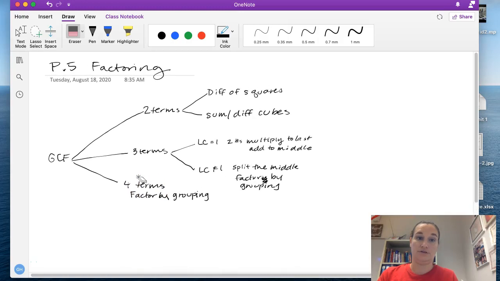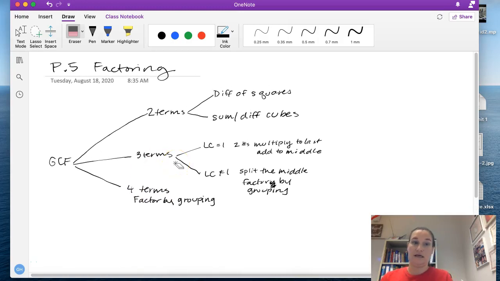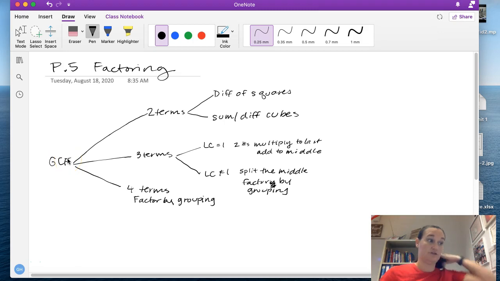Okay, so factoring is what we're talking about today. With factoring, this is kind of a flow chart to help you with this. So you start with the GCF. It's the largest number that divides into every term evenly, or the smallest exponent on the variable that's in each term. You always want to look for that first, okay? That's always your first step.